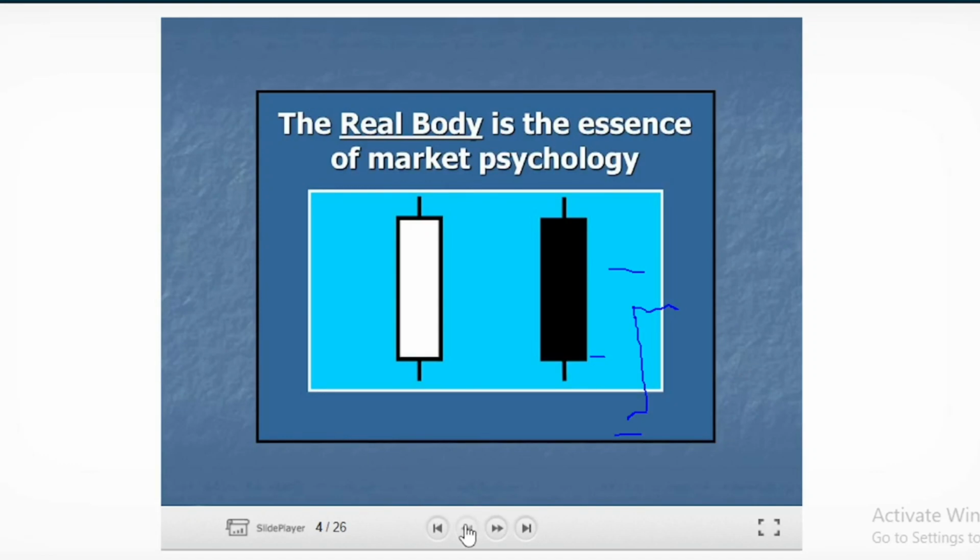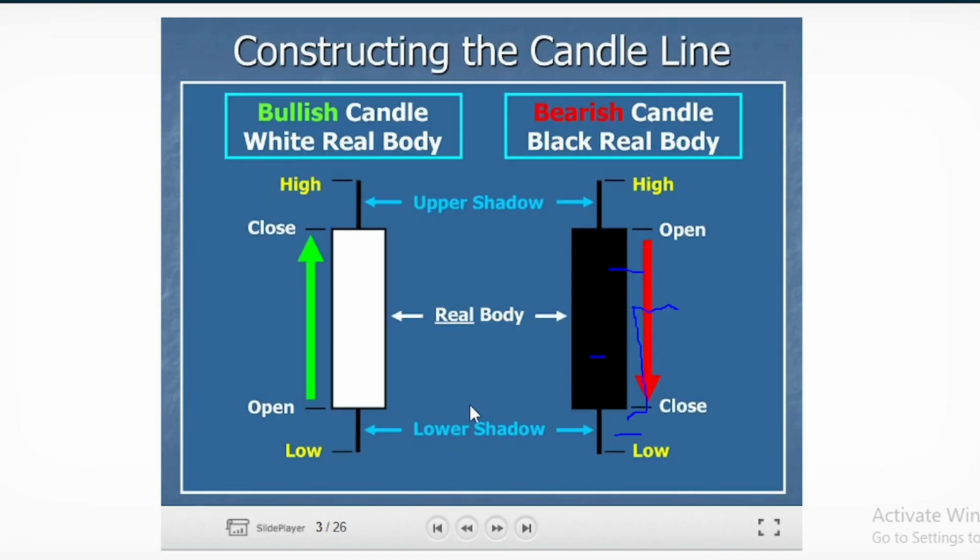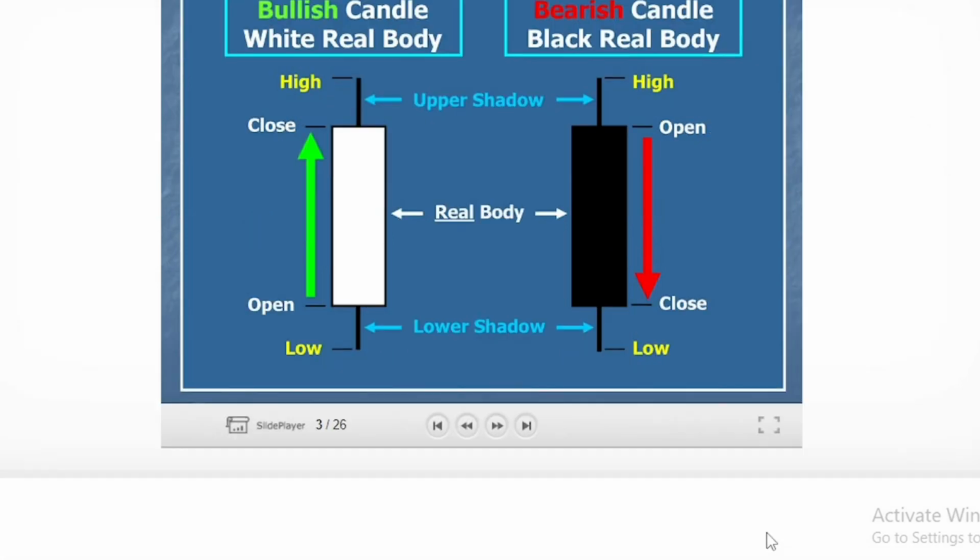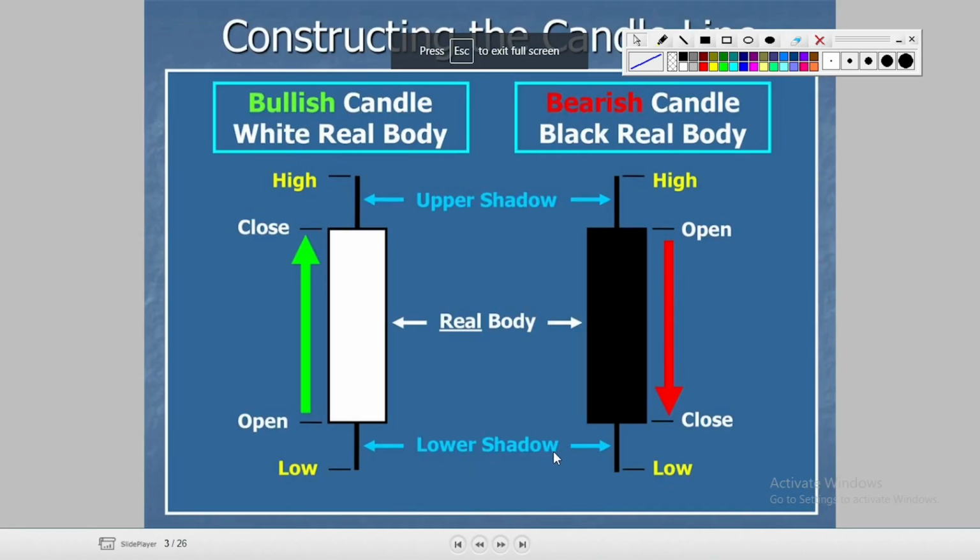Previously we looked at the candlestick body. If I go back, you'll find that this is now the body, this is the body, this is the body. So we have the body of the candlesticks. This is the real body.